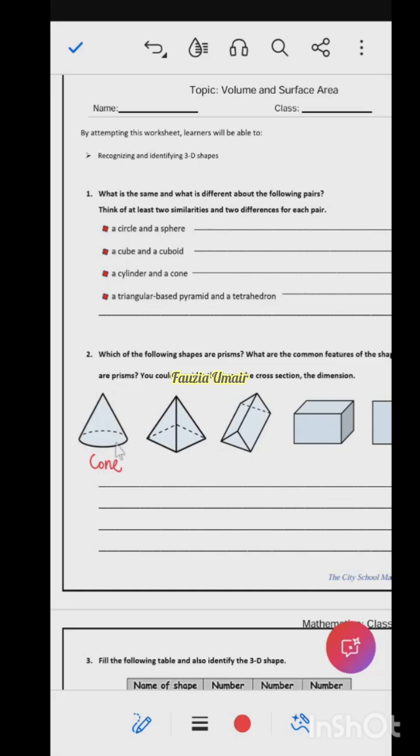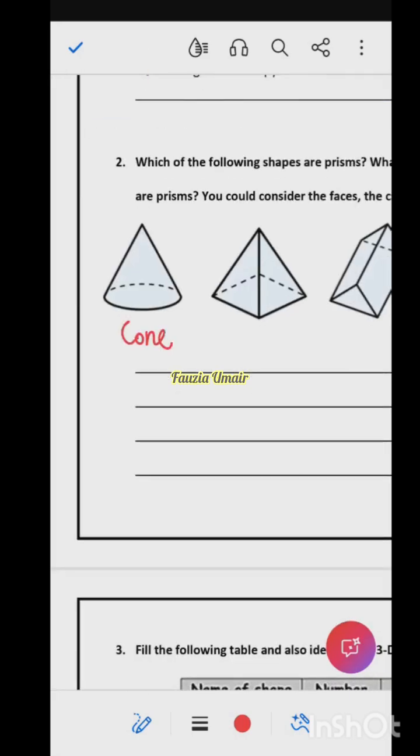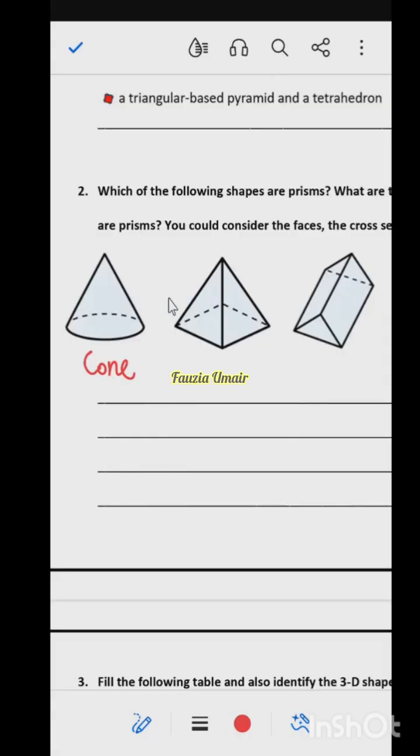So how many faces are there? Number of faces, we say, how many sides does it have? How many faces? Cone has two faces. Have you seen the ice cream, the Cornetto? Have you seen that ice cream? So there are two parts.